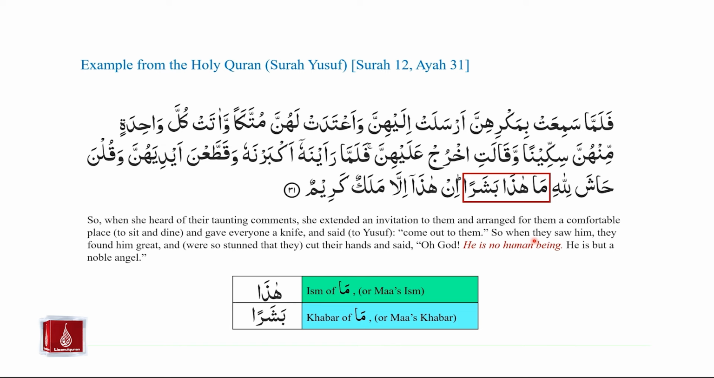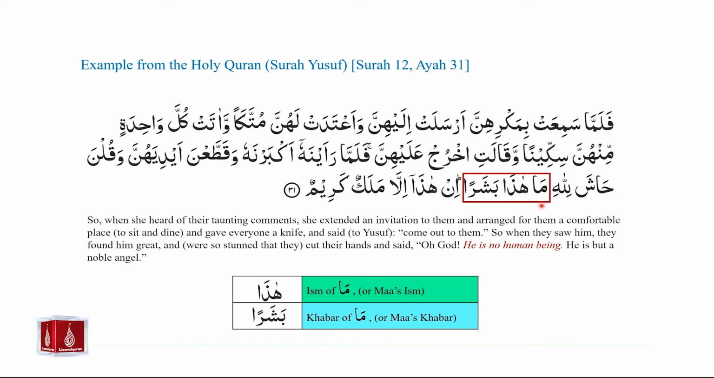"So when they saw him, they found him great, and were so stunned that they cut their hands and said, 'O God, he is no human being. He is but a noble angel.'" He is no human being. This is referring to the section of the ayah, Ma haza basharan.